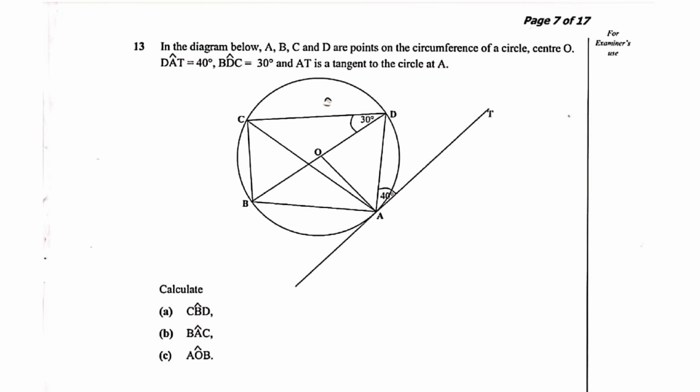Question number 13 reads: in the diagram below, A, B, C, and D are points on the circumference of the circle, center O. Angle DAT is equal to 40 degrees, and angle BDC is equal to 30 degrees. AT is a tangent of the circle at A.